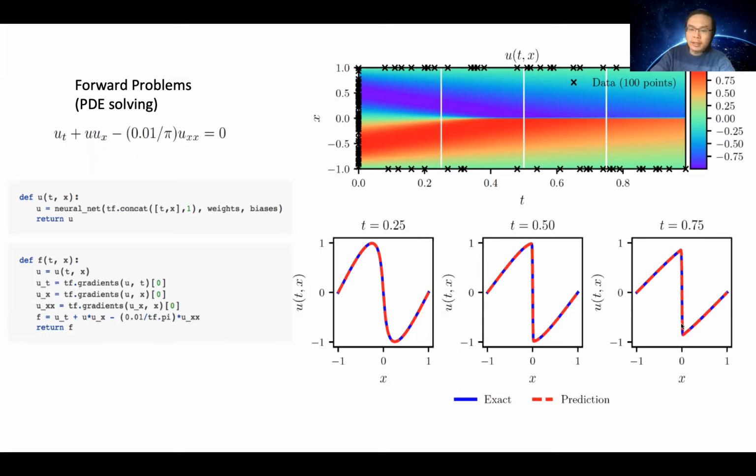discontinuity. If we use traditional numerical methods, the discontinuity is actually a big problem. We will have oscillation, etc. But neural networks tackle this kind of problem very well.